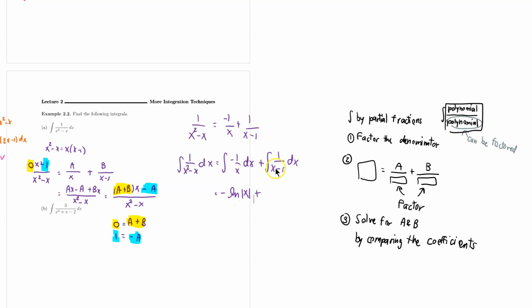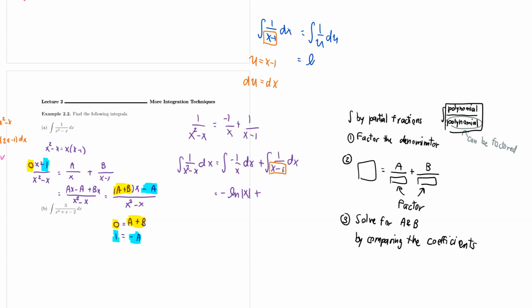For the latter half, the integral of 1 over x minus 1, I can do the u substitution. So I'm going to let my u be x minus 1. Let me write that up here. If I want to integrate 1 over x minus 1 dx, I'm going to let my u be the denominator here. So my u is x minus 1, and my du is just going to be dx. So this integral now becomes 1 over u du.